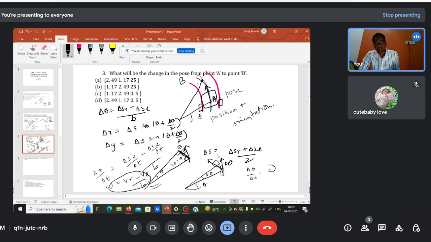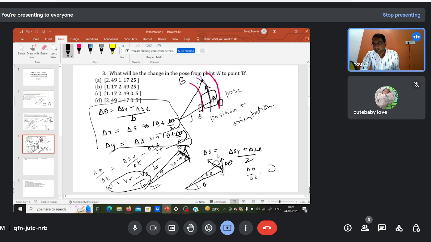So the basic idea is that when the orientation is changing, the tangent is also rotating by delta theta. Okay, delta x and delta y are straightforward. It's just v cos theta, v sin theta only, and we are updating theta with delta theta by 2. So this is like this kind of approximation. Okay, so this is the formula, and you just have to substitute the values and you'll get the answer.